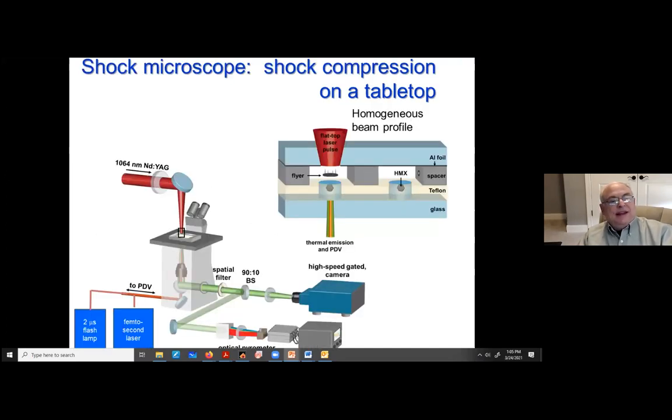Let me give you the idea here. There's an inverted microscope, and you put your sample here. We fire a conditioned laser pulse at a piece of aluminum foil, and we can accelerate it up to hypervelocity, and then we can shock whatever we're interested in, and then light comes out, and we measure that. Here I'm showing you a Doppler velocimeter to measure velocities. I'll talk about that later. And we have an optical pyrometer to measure temperatures and a high-speed camera to get video.